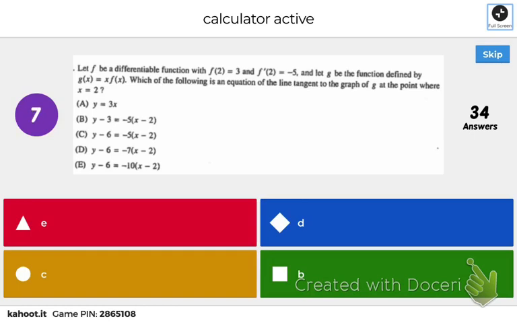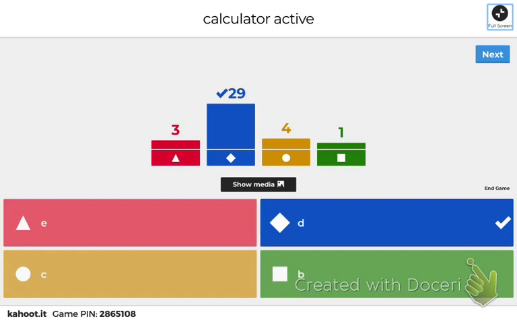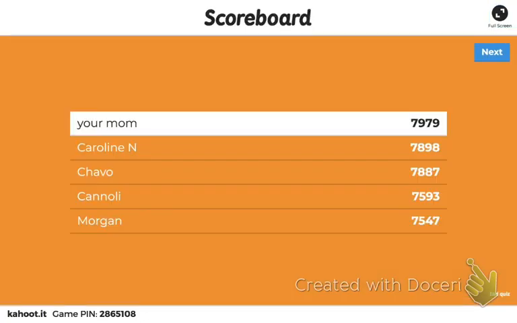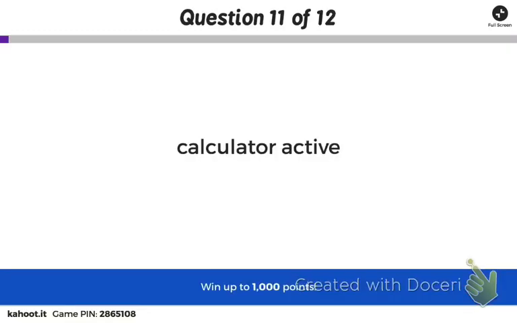5 seconds left. Take your best guess. All right. Did y'all see the product rule? It's kind of the trick on that one. All right. It's really close coming down the stretch. Last two questions. Here's question 11.